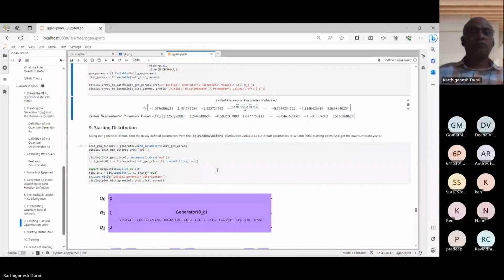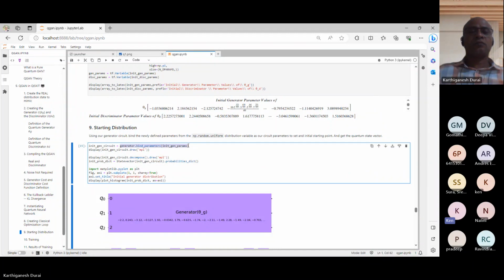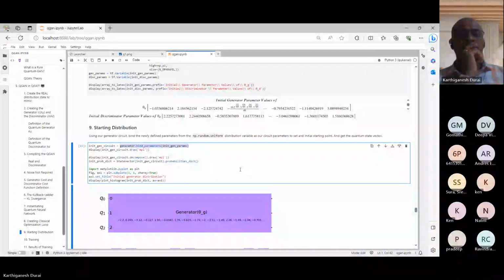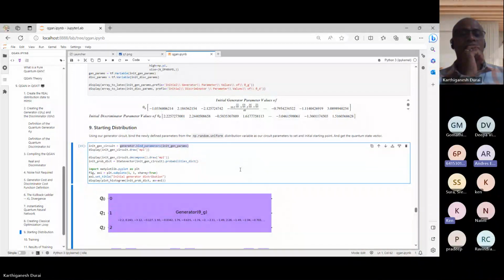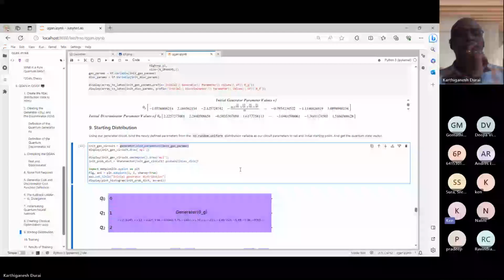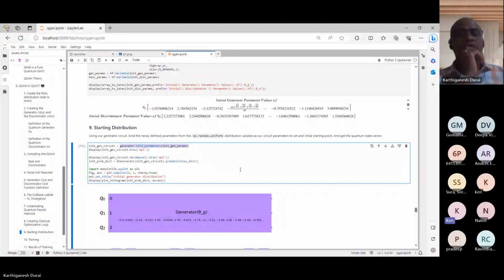So above we have the initial generator parameter values. These are the initial generator parameter values that we've taken from our sample space. And we have the initial discriminator parameter values that we've taken from our sample space. Now we're going to take these values and bind them to the generator. If you look here, the generator has actual values now, right? We don't have the theta values in here anymore. So now we've loaded them into our generator as the generator parameters. And this is basically repeated.